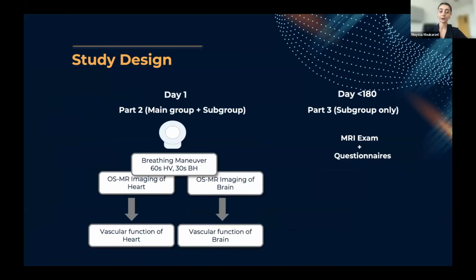Then they had the MRI exam. They had OS-CMR of the heart and the brain in conjunction with breathing maneuvers, of course, to assess respectively the vascular function of the heart and the vascular function of the brain. Then for that subgroup, the patients that followed the therapy, they had a similar scan, a mirroring scan and questionnaire, around 6 months after their first scan.